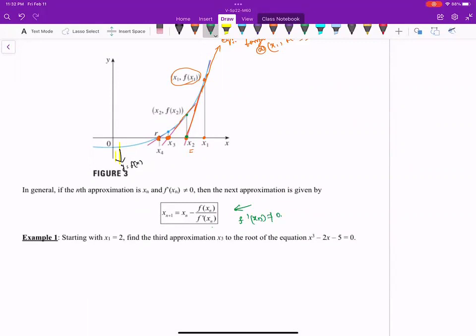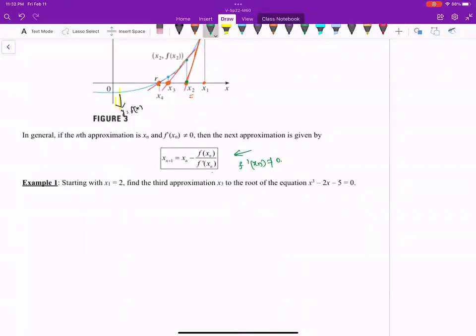And remember that when you take the first approximation, then we get to the second approximation, third approximation, and so on. All these approximations should be coming closer and closer to the actual root. They should not be going away.